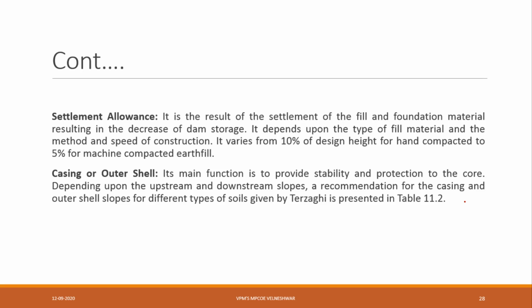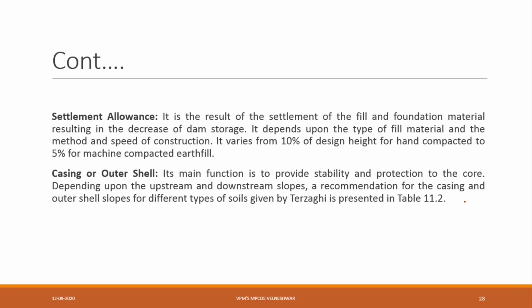For settlement we have two types, one is compaction and another one is consolidation. Here consolidation is a late process, so we prefer compaction. It varies from 10% of design height for hand compacted to 5% for machine compacted earth fill. Generally we have to allow 10% of design height. The settlement we have to find in percentage, that is 5 to 10 percent.